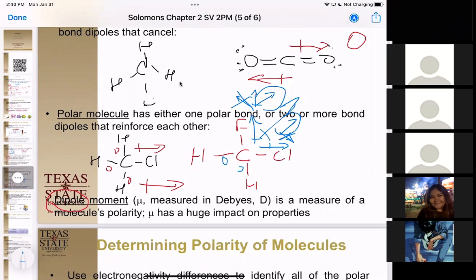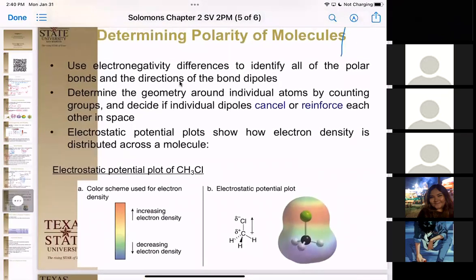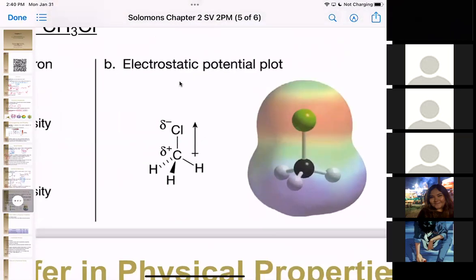Well, if we look at it again, and we look at this electronegativity difference that we have, we see in this molecule here that we only had one polar bond. It was between the carbon and the chlorine. Chlorine is more electronegative, so it's pulling the direction that way and giving a partially positive charge on our carbon.